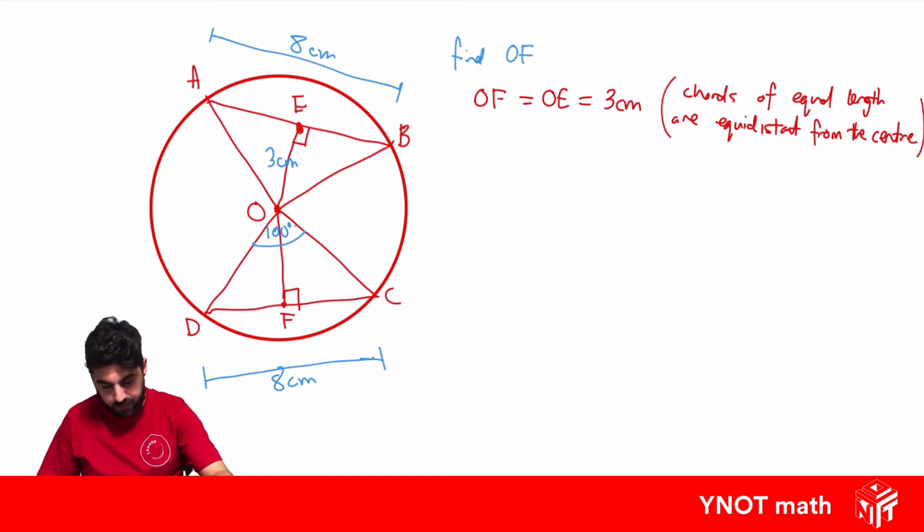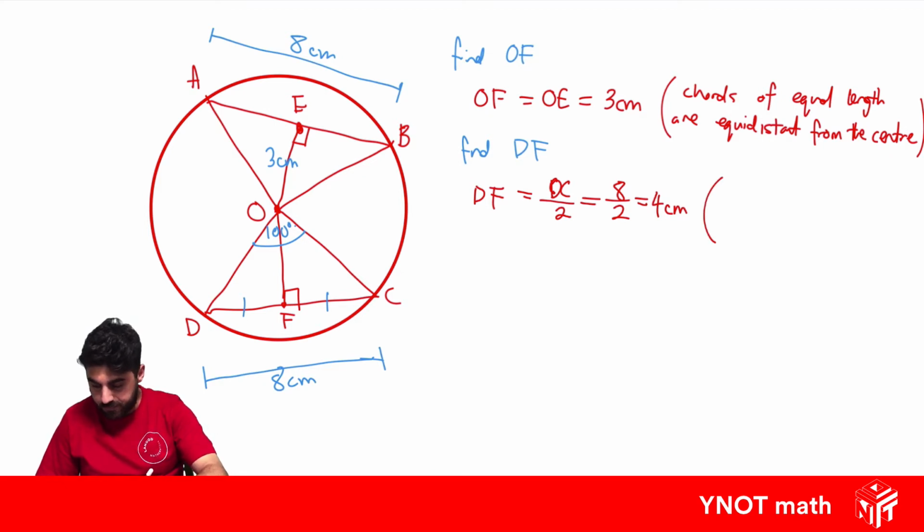All right, next we want to find DF. So let's have a look where DF is. DF is down here. We can say that DF has to actually be half of the length of this chord, because we can use the fact that the perpendicular from the center to the chord actually bisects the chord. So this means it cuts it in half, and it means that these have to be equal in length. So we can say DF equals half of DC, or DC divided by 2. DC is 8, so 8 divided by 2, which is 4 centimeters.